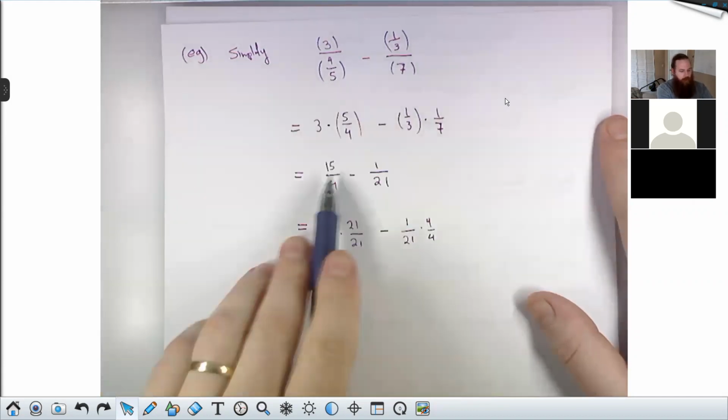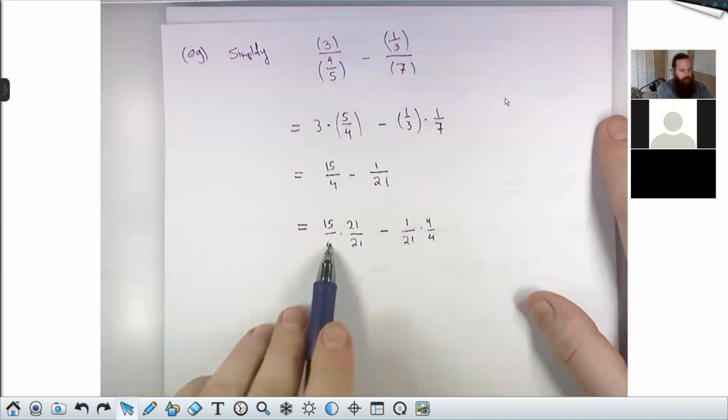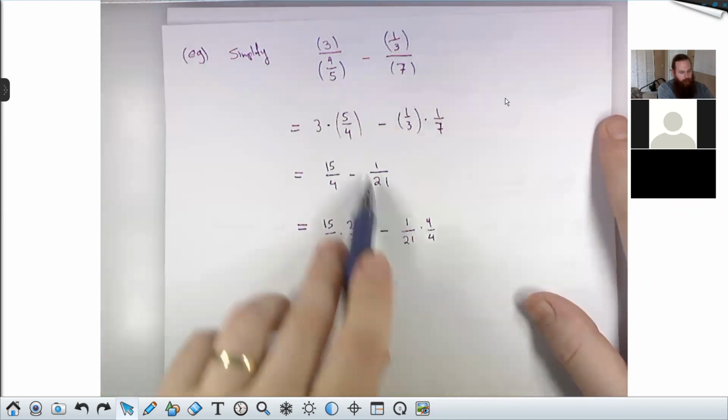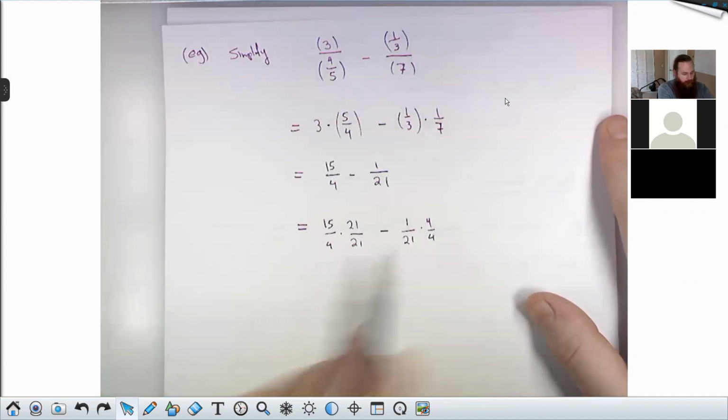I'm not changing the value of the 15 fourths because this is equivalent to 1. I'm just multiplying by 1. 21 over 21 is 1. Similarly here, I'm not changing the value because 4 over 4 is equal to 1.